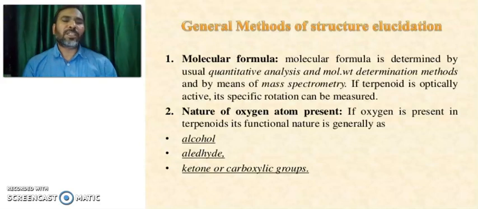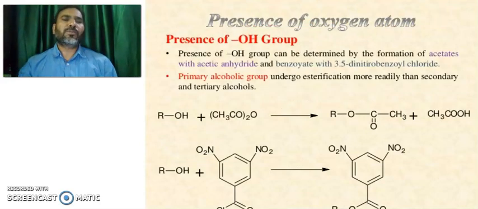The second important part of structure elucidation of terpenoids is the nature of the oxygen atom present. If oxygen is present in your terpenoid, focus on its nature. Its functional nature is generally alcohol, aldehyde, ketone, or carboxylic acid. So, presence of oxygen atom. How will you confirm the presence of oxygen? This is general, I am not talking about the specific. When you have a specific compound like camphor, citral, and others, you have to do the structure elucidation of that compound.